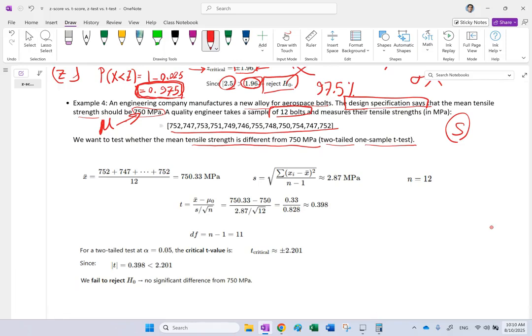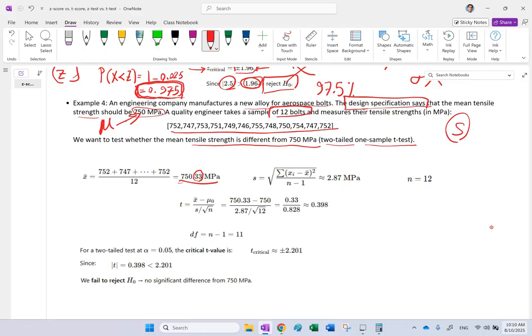First, we calculate the average of this sample. That's 750.33. It's a little bit bigger than that. And you might say, well, that's not a big number. It's just 0.33 megapascals. Well, it depends. Although that's small, for some applications that could be significant.